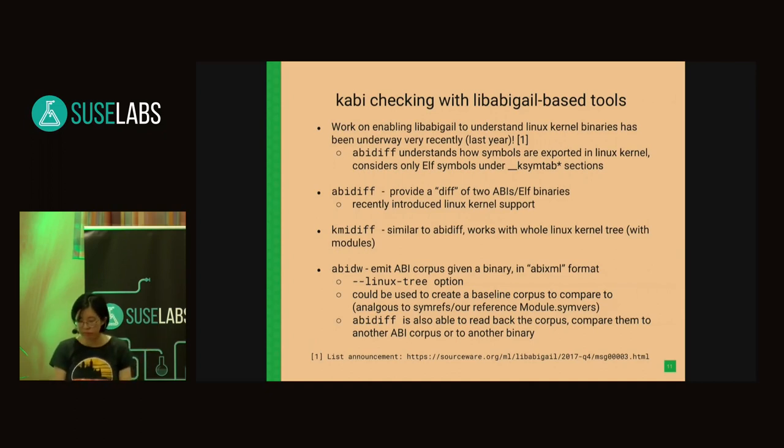And like I mentioned before, ABIDiff is able to read these XML files produced by ABIDW, so you could read back the ABI specification and compare that to maybe another ABI specification or to another binary. So these are, I think, pretty useful tools.